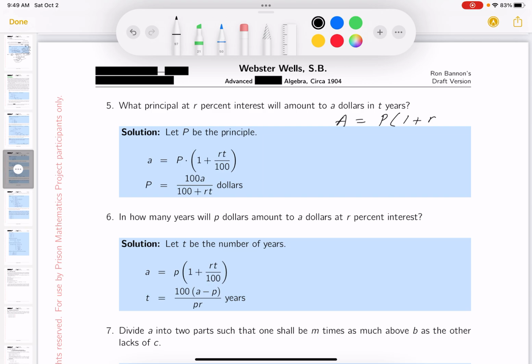And let's see. You know what? I'm going to rewrite that. I don't want to write that way. I'll write this way over here. So A, well, you have the principal, right?